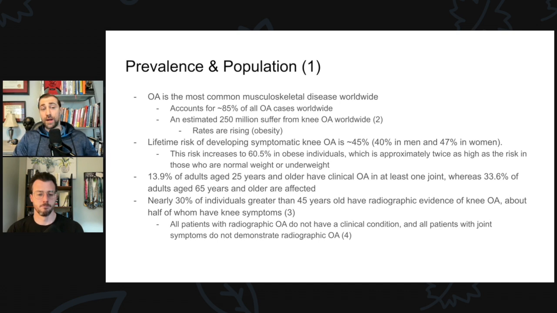So if you have a worse grade, you probably have more likelihood of having symptoms, right? But about half of these folks that have knee OA have symptoms, half don't, right? And this is also interesting. All patients with radiographic OA do not have a clinical condition, and all patients with joint symptoms do not demonstrate radiographic OA. So essentially, you can have basically no joint left over and have absolutely no pain, or you can have a little bit of osteoarthritis and have severe disabling pain.